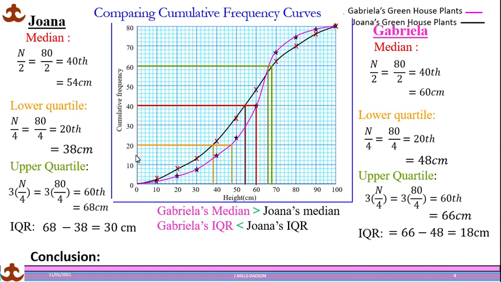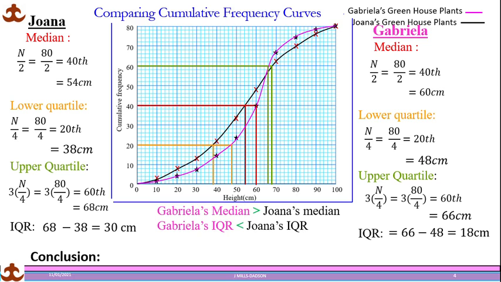Now, when that happens, how do you conclude? The conclusion we can draw is that because Gabriella's median is bigger than Joanna's, we can say, on average, the plants in Gabriella's greenhouse are taller than Joanna's. Secondly, because Gabriella's interquartile range is smaller than Joanna's, it means that the growth of Gabriella's plants is more consistent and there is less variability.